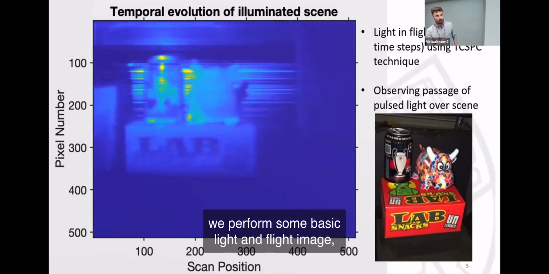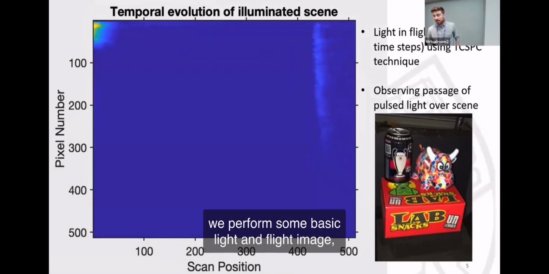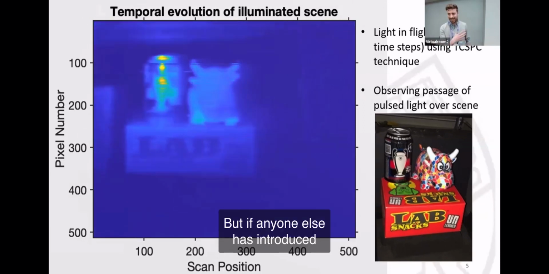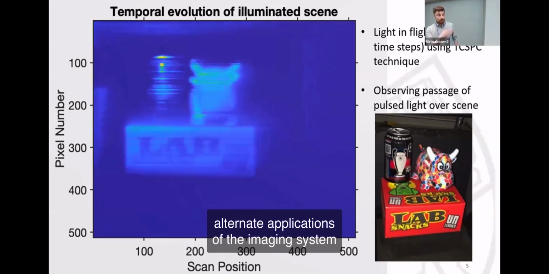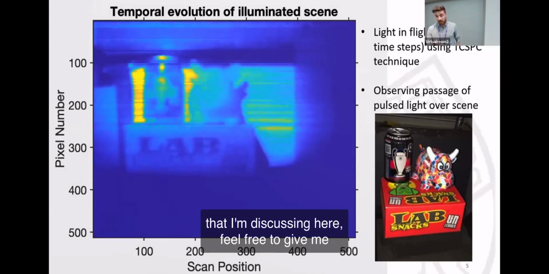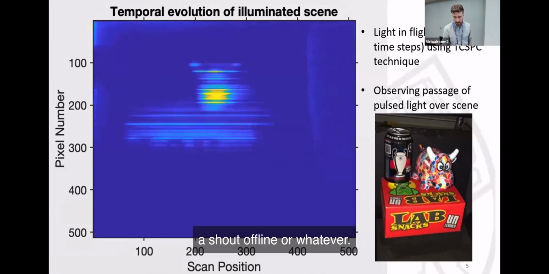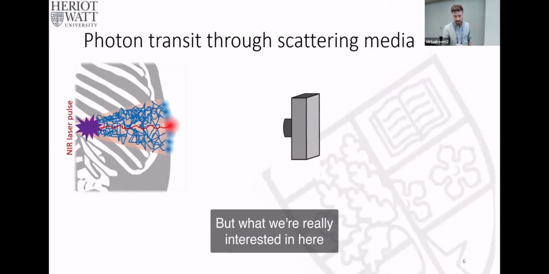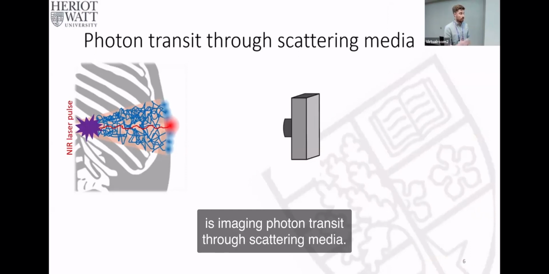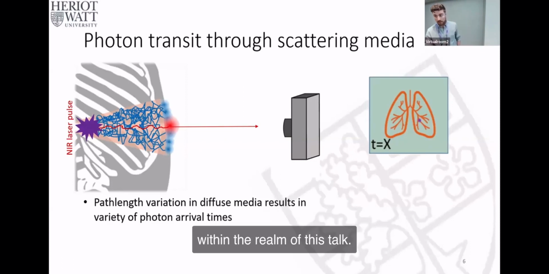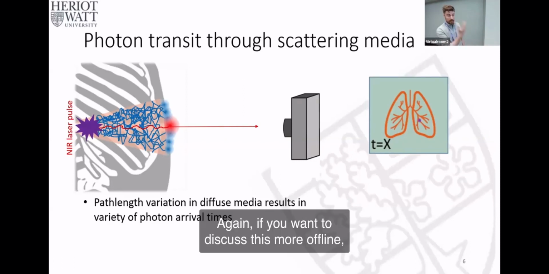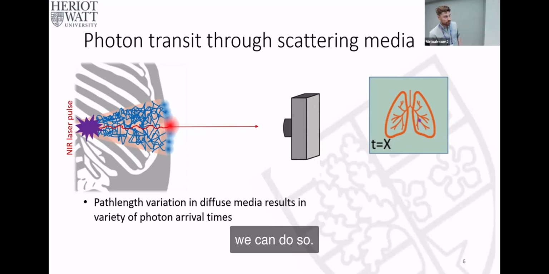To briefly demonstrate the temporal and spatial resolution achieved using the scanning imaging system, we performed some basic light-in-flight imaging. This is just some niceties, but if anyone is interested in alternate applications of the imaging system, feel free to give me a shout offline. What we're really interested in here is imaging photon transit through scattering media. I'm not going to go into too much detail on this within this talk; again, if you want to discuss it more, we can do so offline.